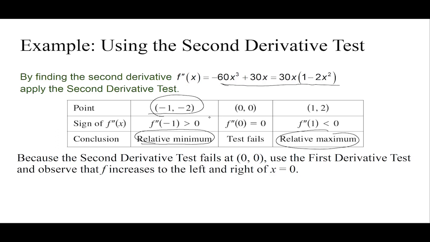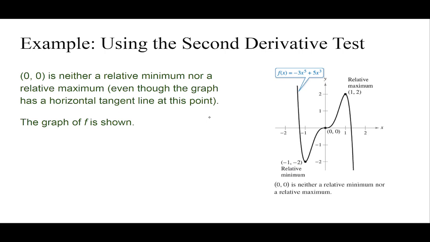The test fails. If you use some graphing tools and plot the graph of this function, this is what the graph of the function looks like. As you can see here, at negative 1 there is a relative minimum value, and at positive 1 there is a relative maximum value. Relative means it's local. It's not the largest or smallest value. So we can find the relative maximum or minimum by using the second derivative test.